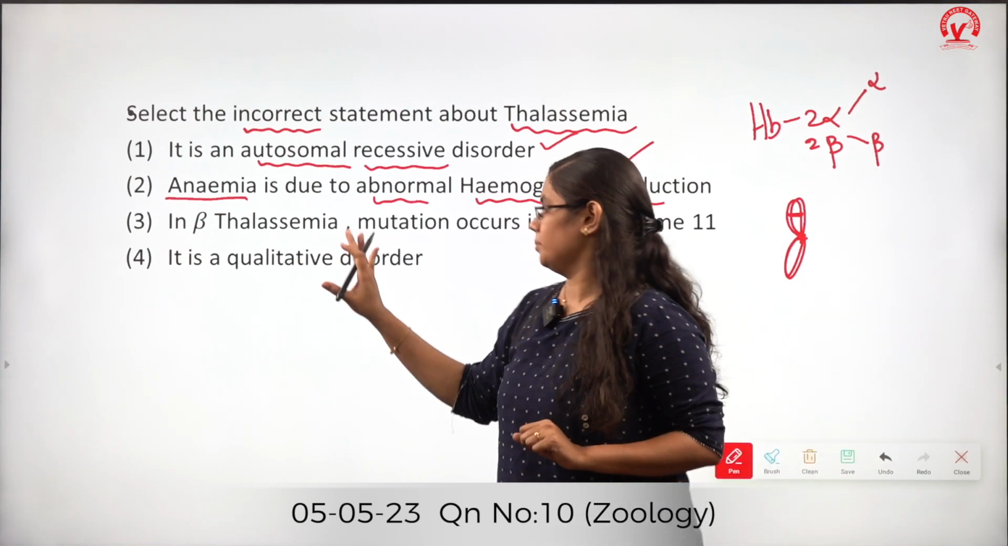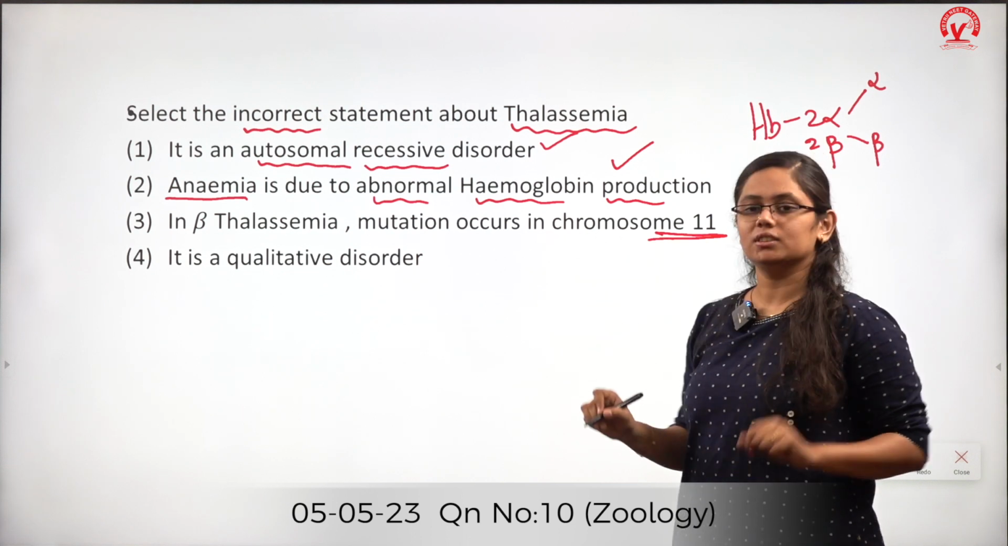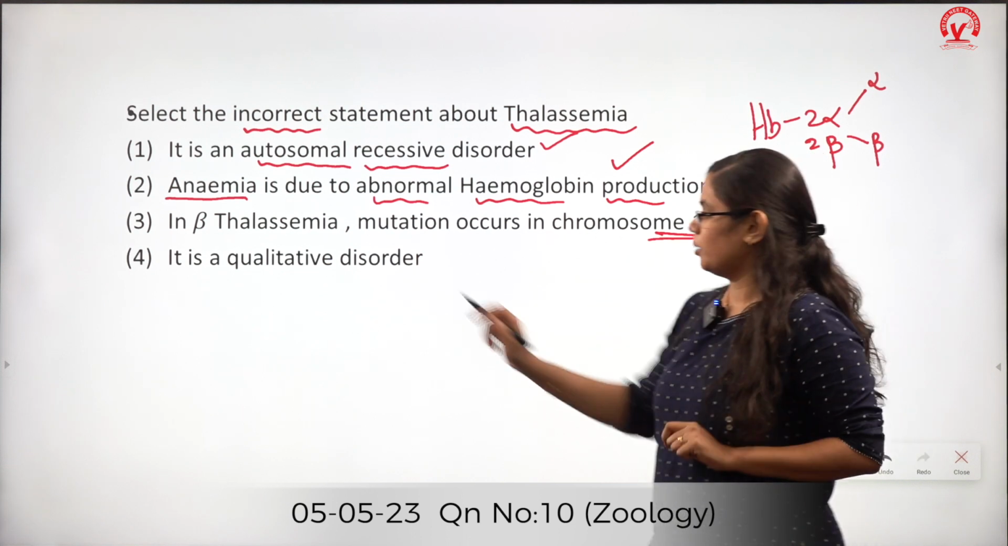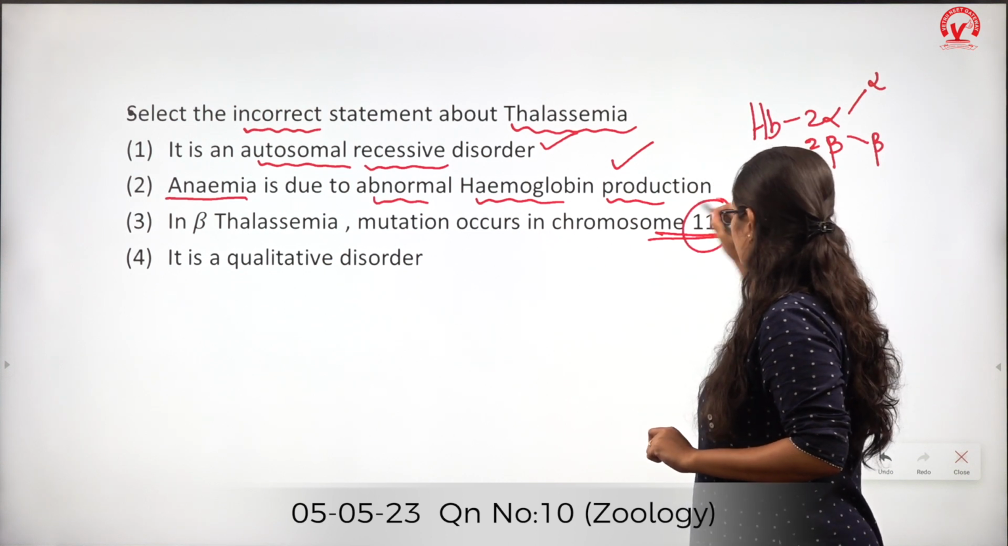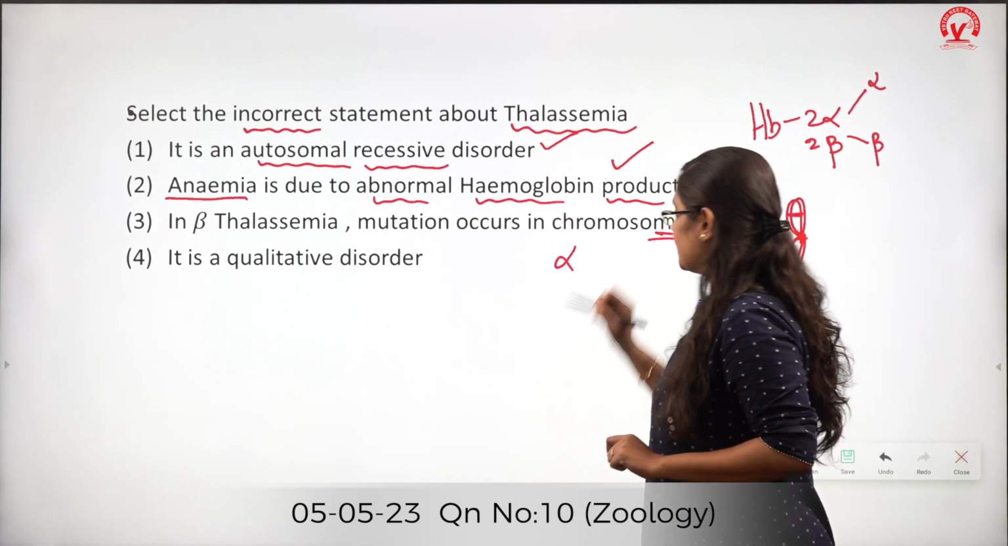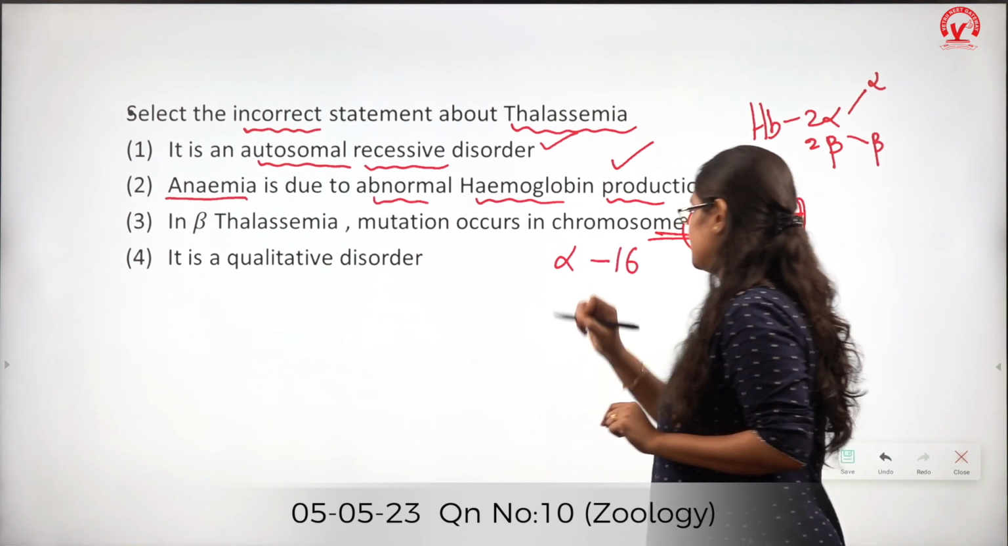In beta thalassemia, mutation occurs in chromosome number 11. This is also correct. So in beta thalassemia, the mutation occurs in chromosome 11, whereas in alpha thalassemia, the mutation occurs in chromosome number 16.